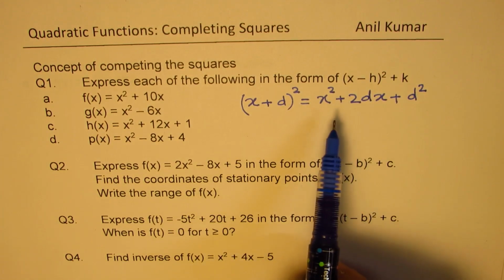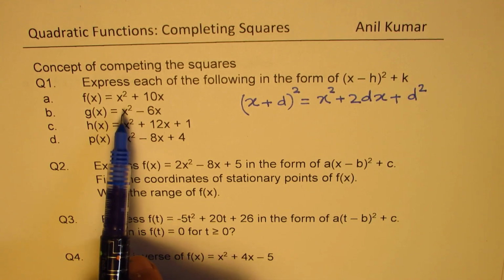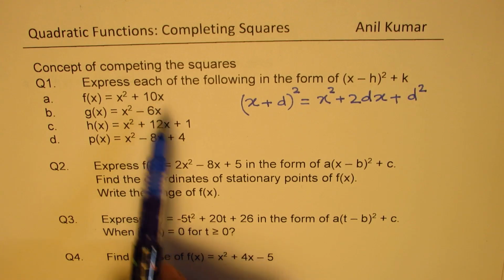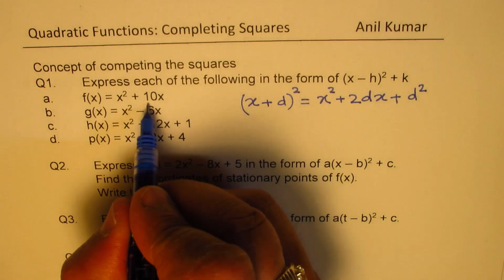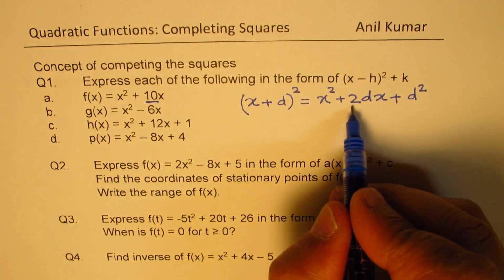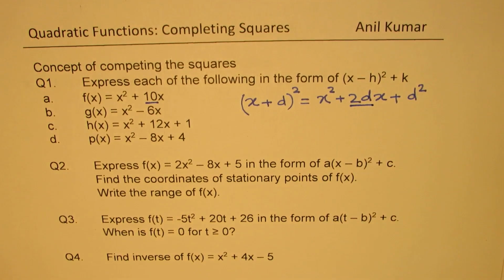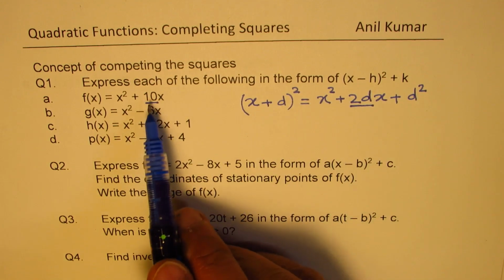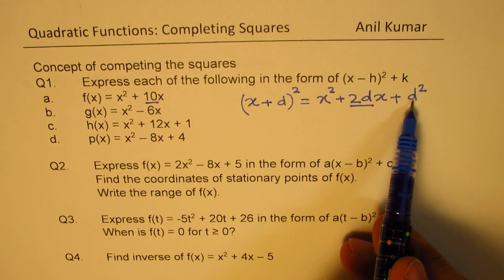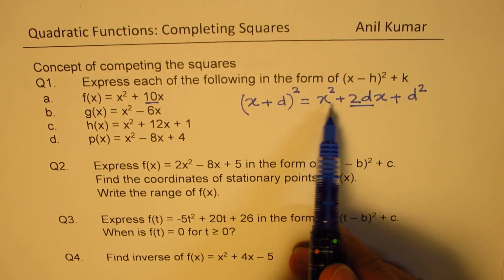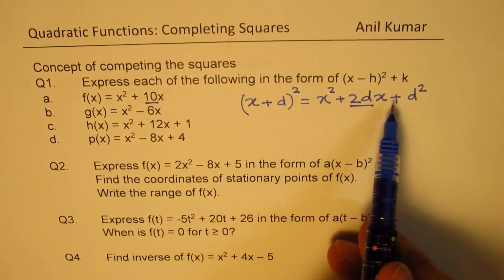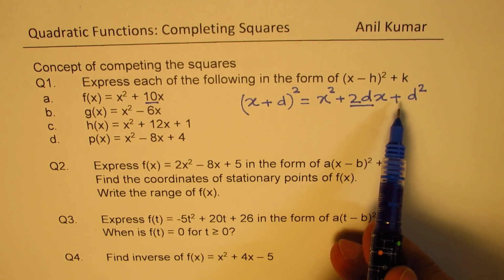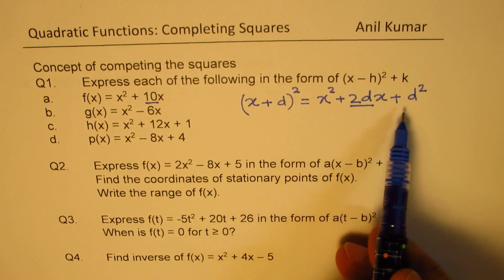So the idea here is that if you're given something like x squared plus 10x, right? So 10 is 2 times d. Do you see that? 10 is 2 times d. So in one method what we do is we take half of this and add and subtract its square, making the 3 terms a perfect square, right? So you get an idea, right? So that is the whole idea.